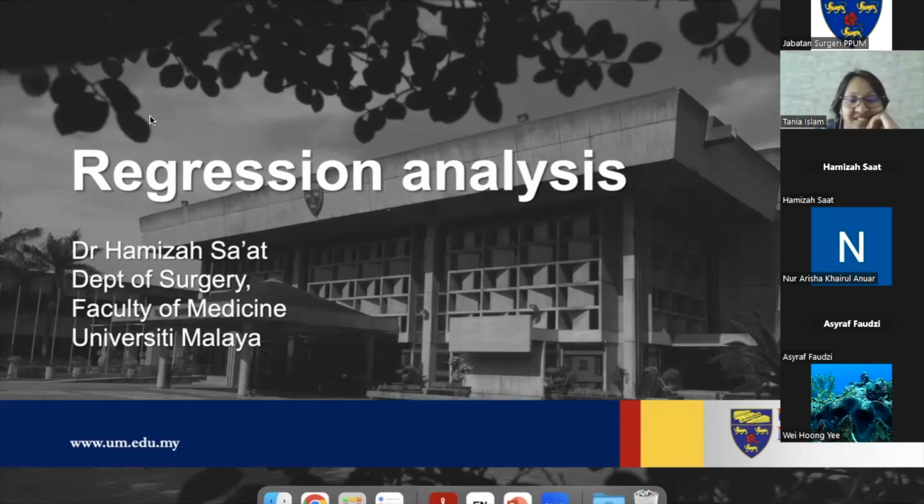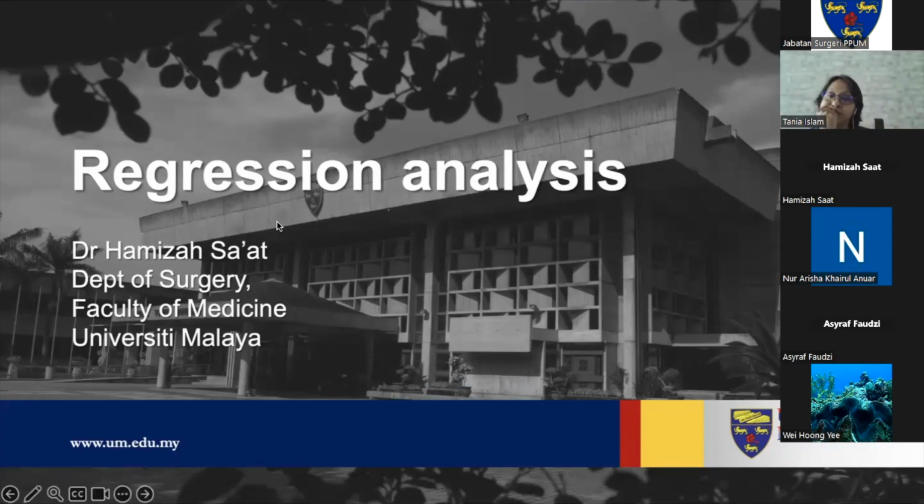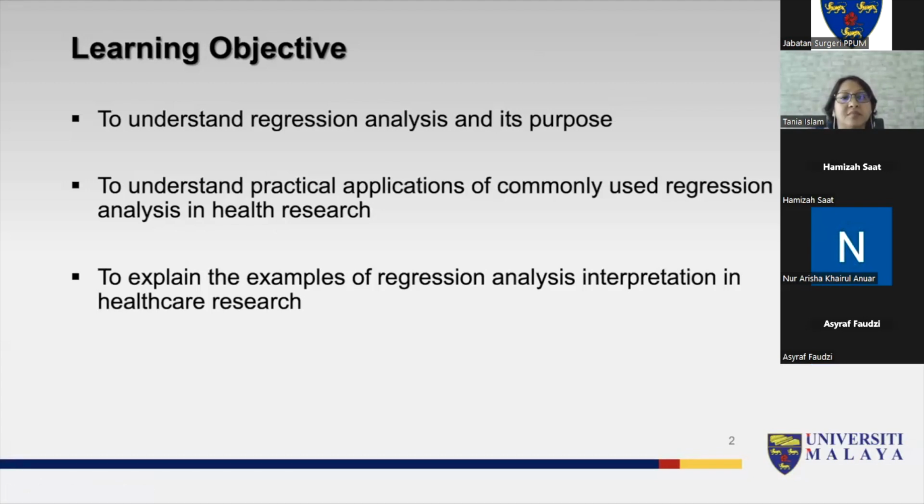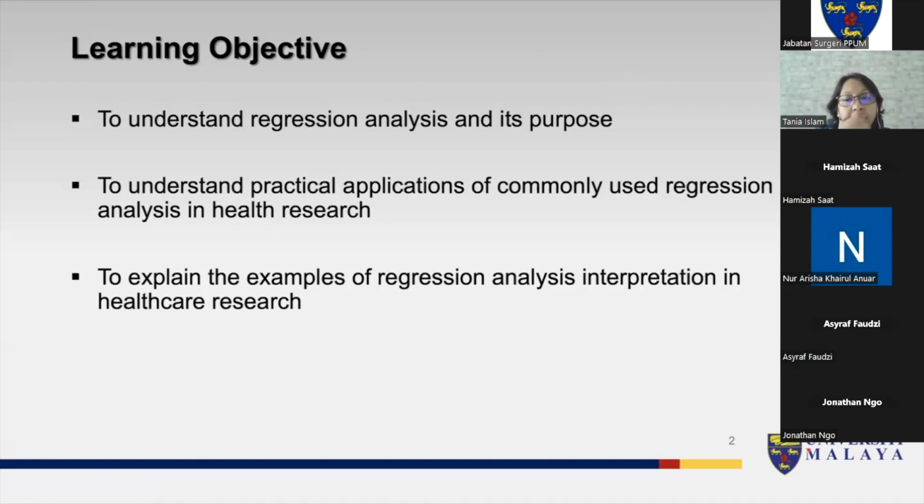For the learning objectives today, I will cover what regression analysis is and its purpose, understand its practical implications, introduce some commonly used regression in health research, and give some examples on interpretation of regression analysis in healthcare research.